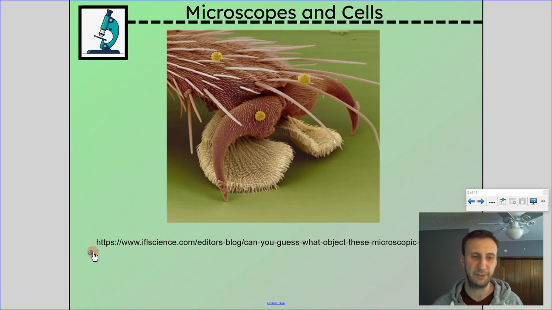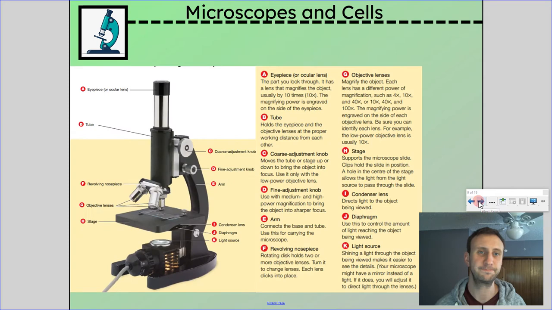This is a fun site. I'm going to link it through the Edpuzzle. This allows you to try to guess what different things are based on images from microscopes, whether it's light microscopes or electron microscopes or whatever. It's kind of a fun little activity for you to try out and to see some really neat images. So give that a go.